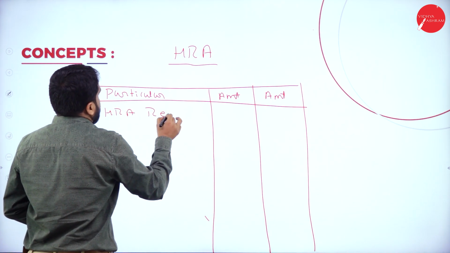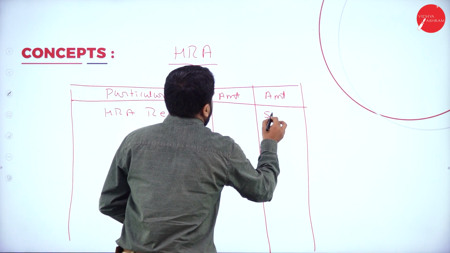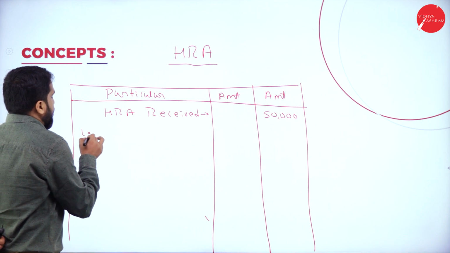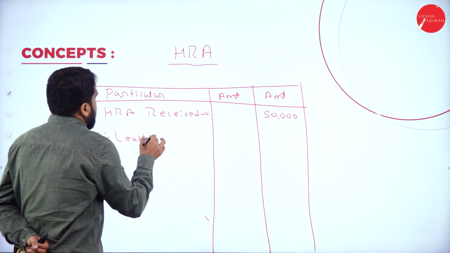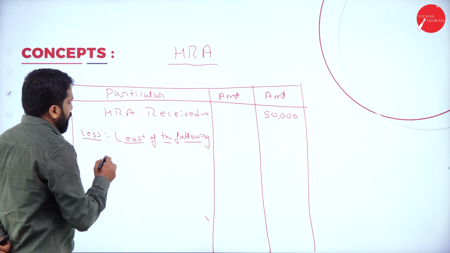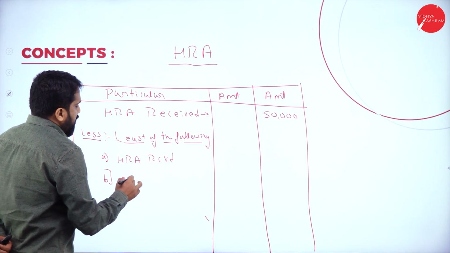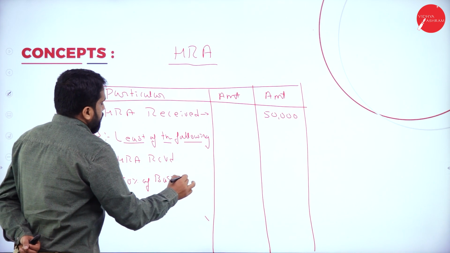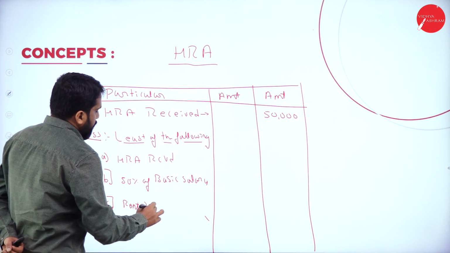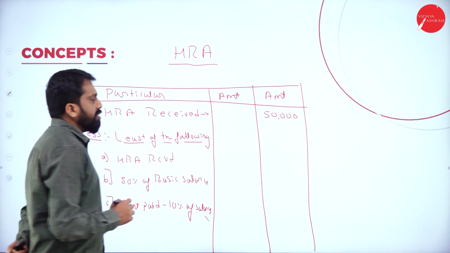First, HRA received. Just assume that you have received HRA of rupees 50,000. Now, you have a deduction. What is the deduction? Less, least of the following. A, HRA received. B, 50% of basic salary. Then C, rent paid minus 10% of salary. So this will be your format.